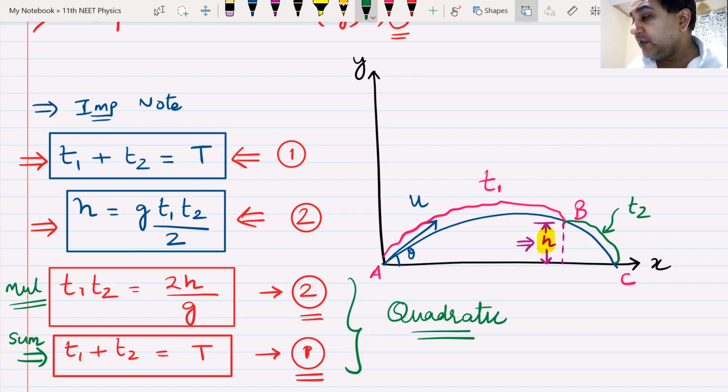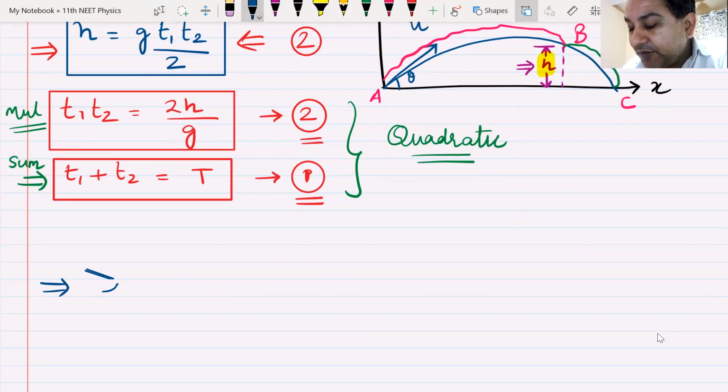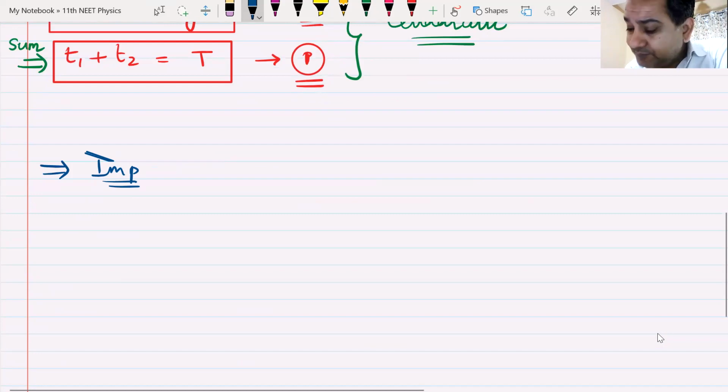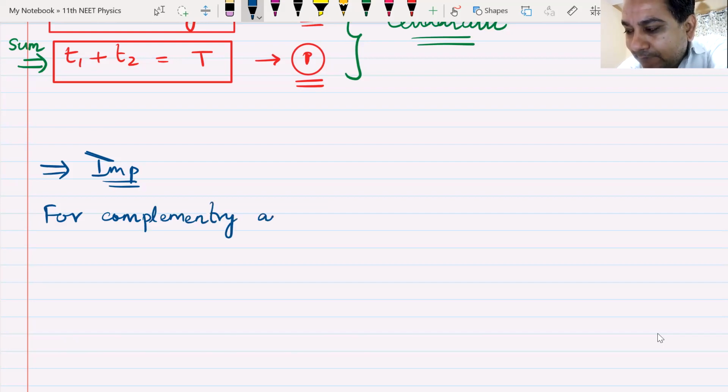Okay. Now, again, there is a small point that you must remember. I'm just making everything point wise, important point. Now, what is this important point? Complementary angles. You understand the meaning of complementary angles?